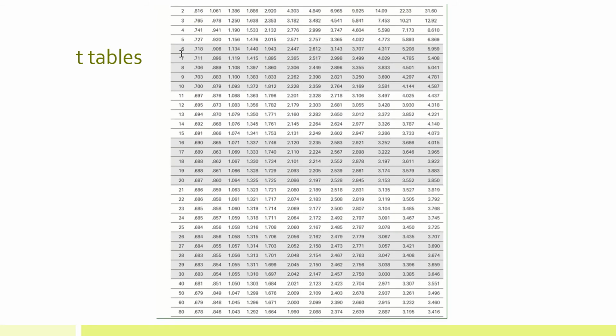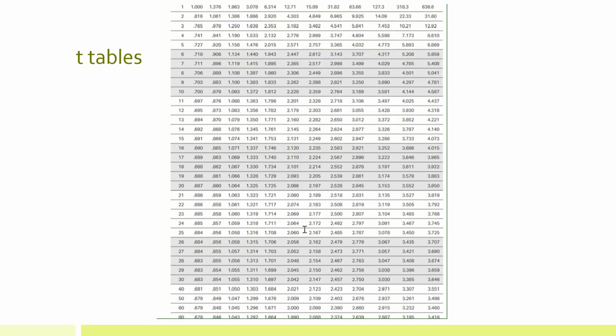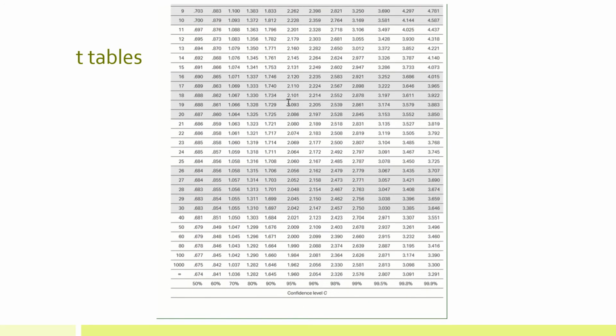For all the rest of these, we look up your degrees of freedom, look up your confidence level, find it, boom, that's your critical value. If I'm at 42, I would go to 40. If I'm at 49, I also go to 40. So you always go to the smaller value.